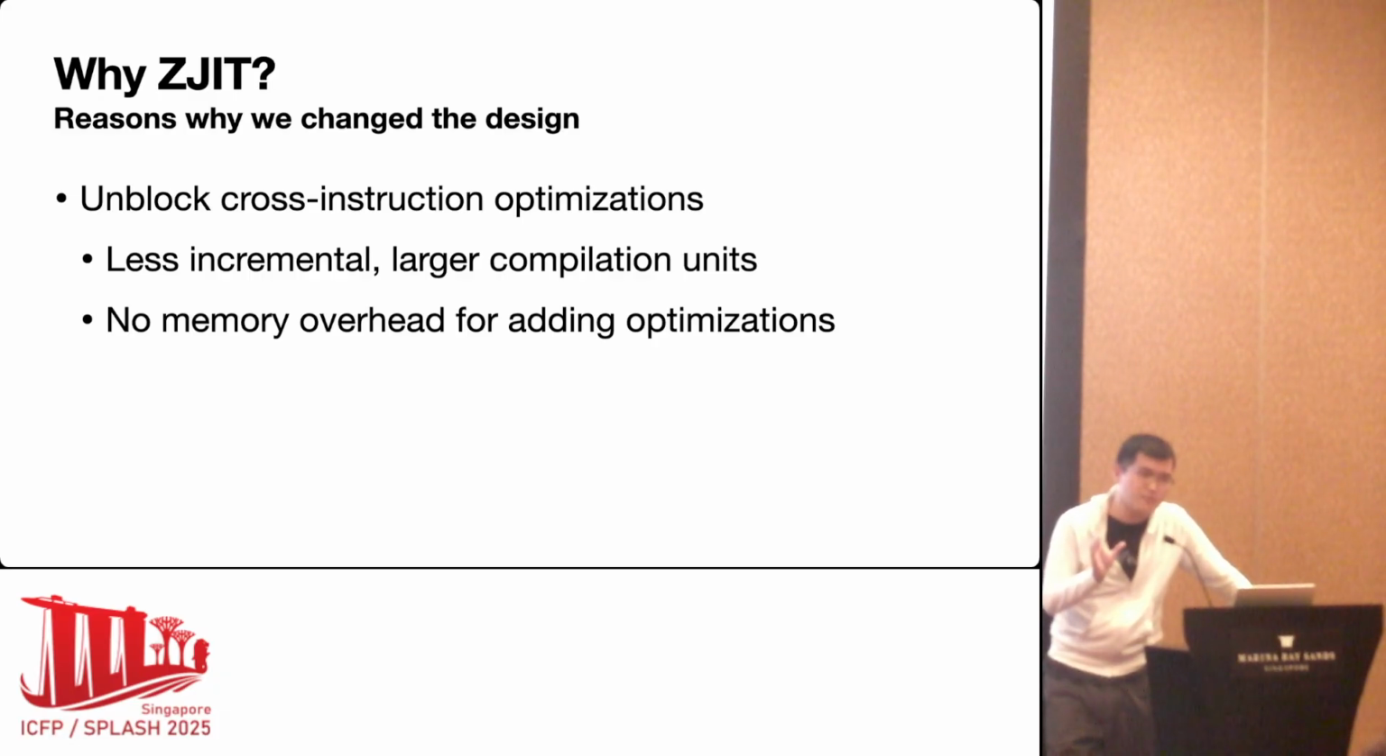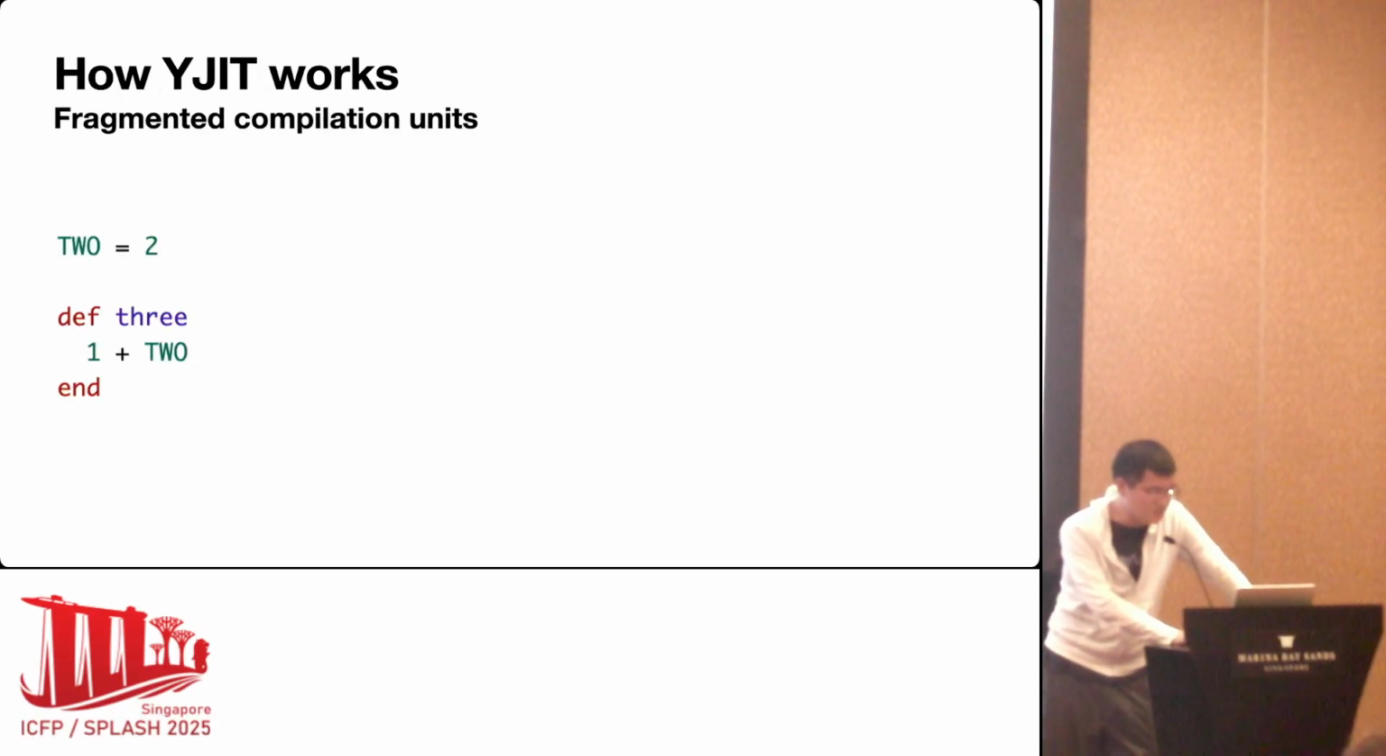Also, because every basic block was compiled lazily and needed to have metadata allocated on the heap, we had to design carefully what's in the metadata to minimize the amount of memory we use for YJIT. But because we now compile per method, we no longer need to care about that this time. So I'm going to go over how YJIT works.